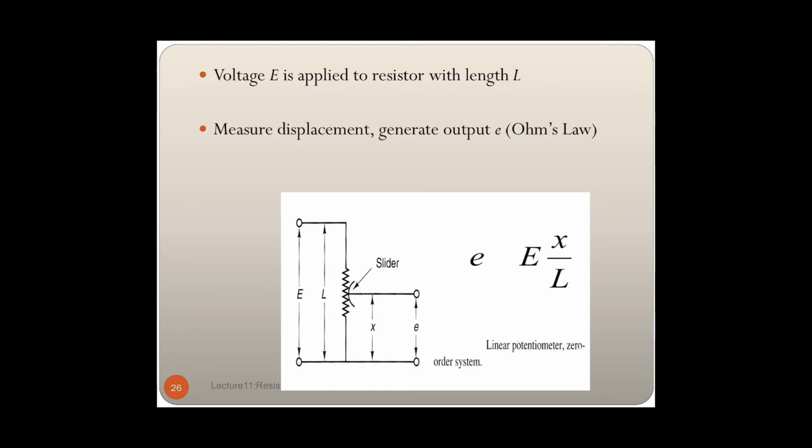Here we can see in this equation, the voltage output is directly related to the displacement ratio instead of the resistance ratio. This is because the displacement ratio is actually proportional to the resistance ratio. Therefore, we can omit the resistance ratio and directly use the displacement ratio.